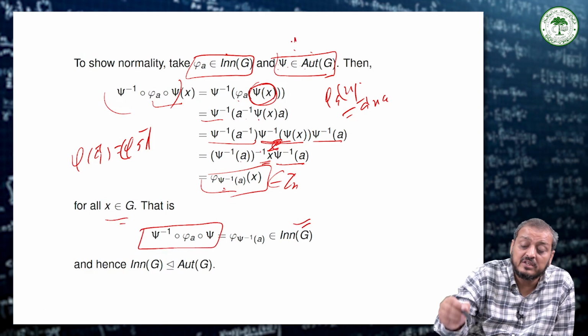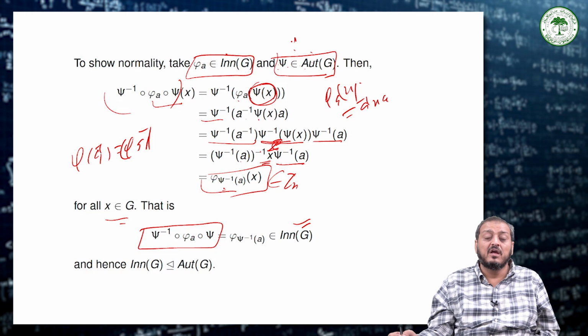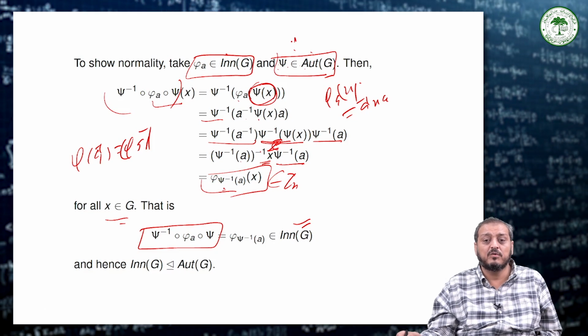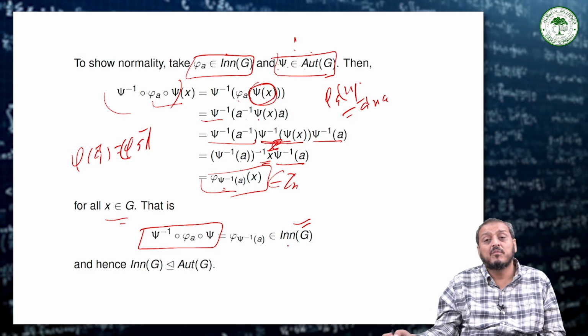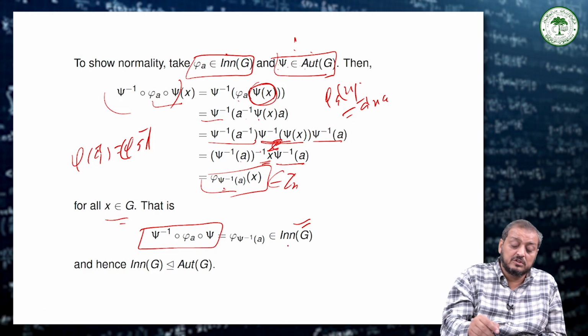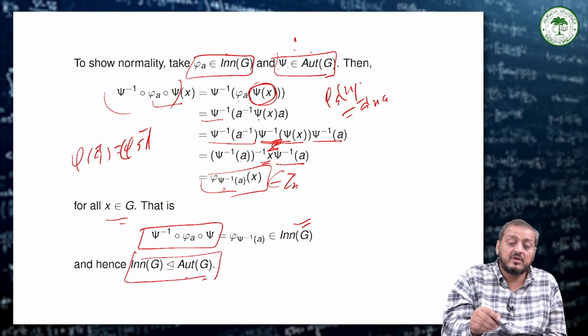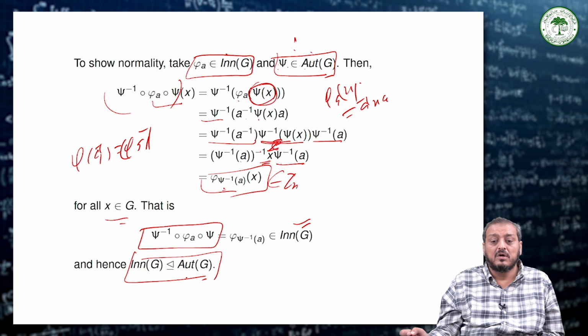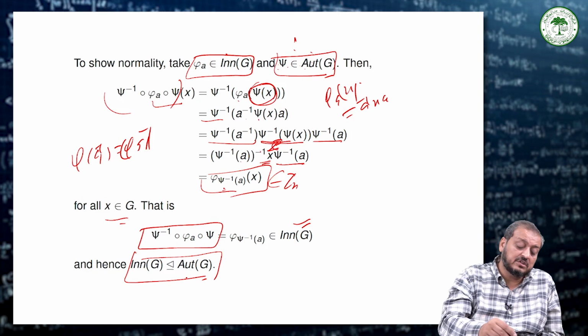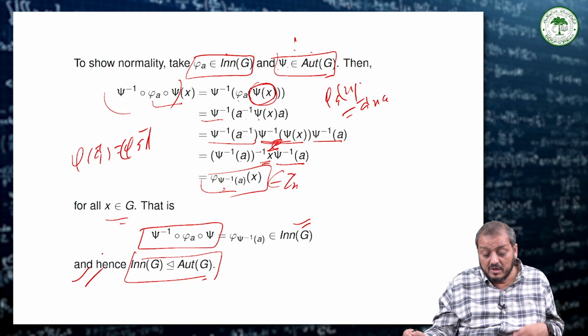We have to show that for some psi belonging to the automorphism group of G, and phi of A an element of the inner automorphism group of G, the composition of these also belongs to the inner automorphisms of G. So this means the inner automorphism group of G is clearly a normal subgroup of the group of automorphisms of G. So this completes the proof of this result.